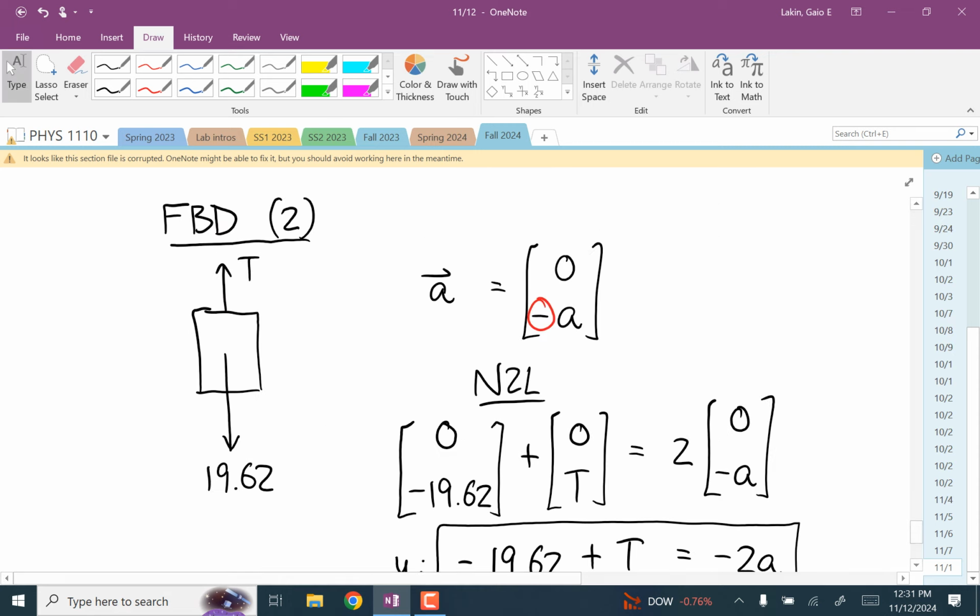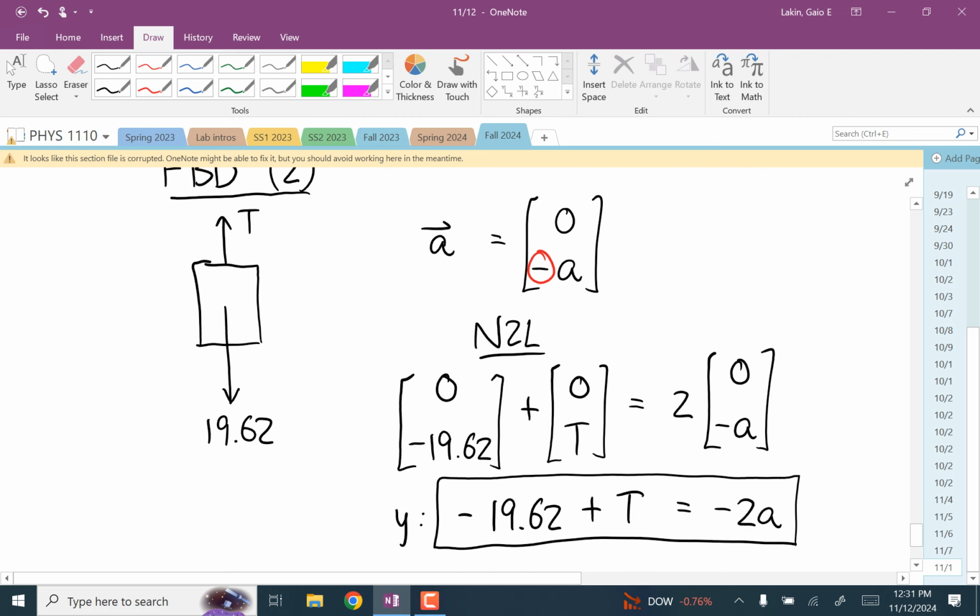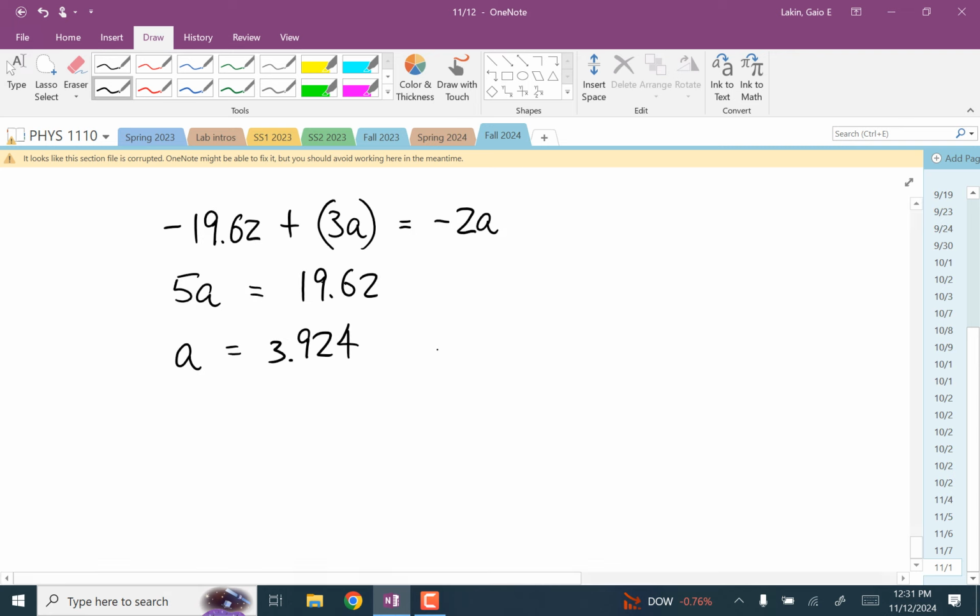Well, we want the acceleration vector of the hanging mass. That's what we were asked for. So we have to plug it into this vector, and don't forget that negative sign. So this says that the acceleration of the hanging mass is 0, negative 3.924.